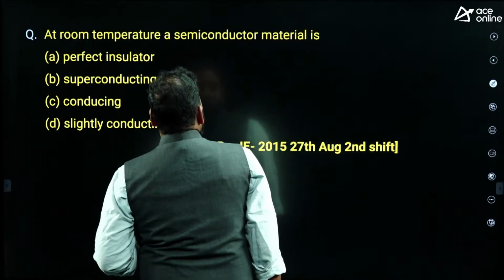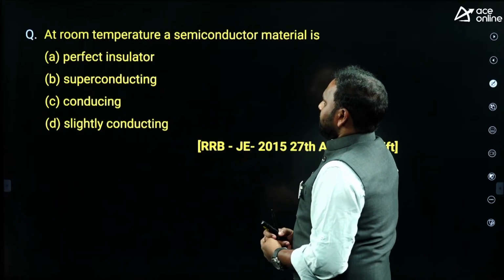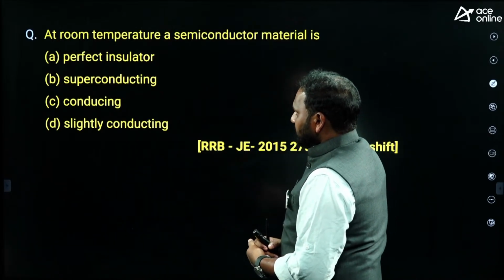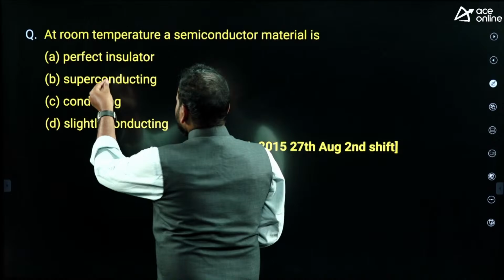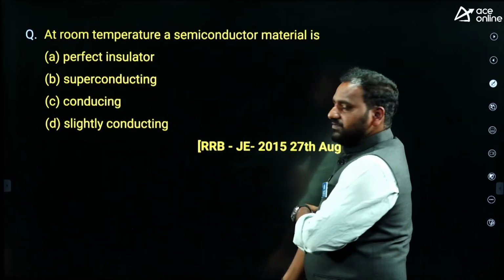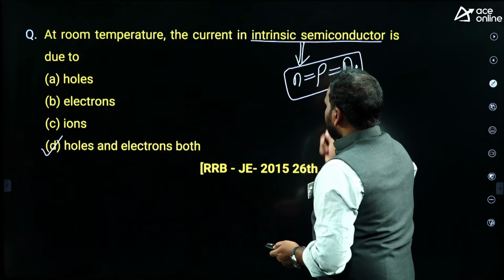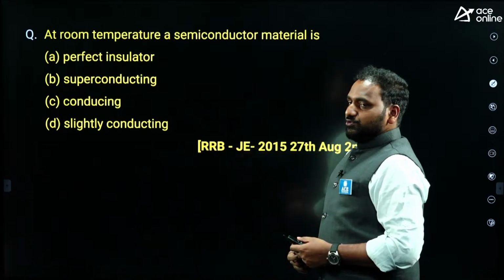At room temperature, a semiconductor material... Indirectly, you should understand he has not given n-type or p-type. This is the RRB JE 2015 paper. So by default, we can take intrinsic. The same concept can help you answer this question also.